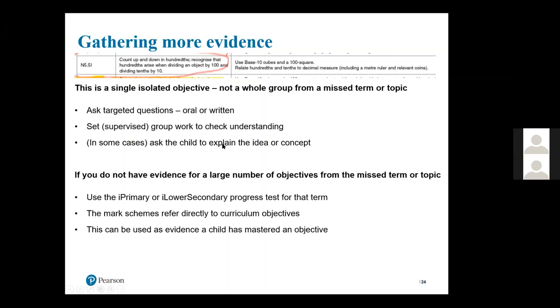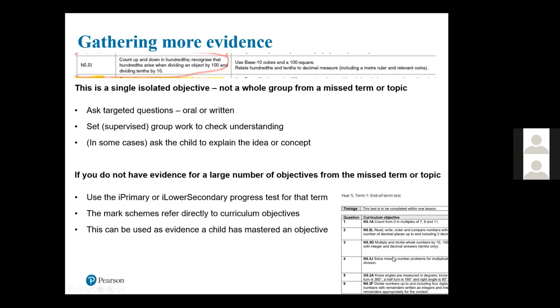If I'm missing evidence for a large number of objectives, however, from a missed term or topic, then more options are also opening up. I can use the progress test for that term. So in fact, if I'm lacking any evidence at all for a whole half term, IPLS have progress tests for each subject for each half term, and they're all mapped directly to the curriculum objectives when you look at the mark scheme. And these can be used as evidence that a child has mastered an objective.